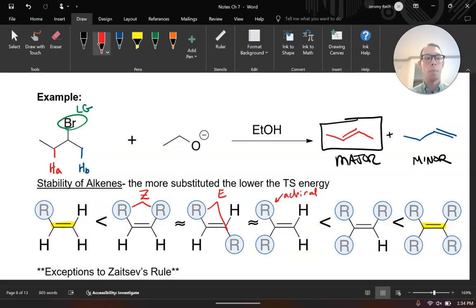So that will wrap up the broad strokes on Zaitsev's rule, and I'll see you in the next one when we start talking about unimolecular elimination.